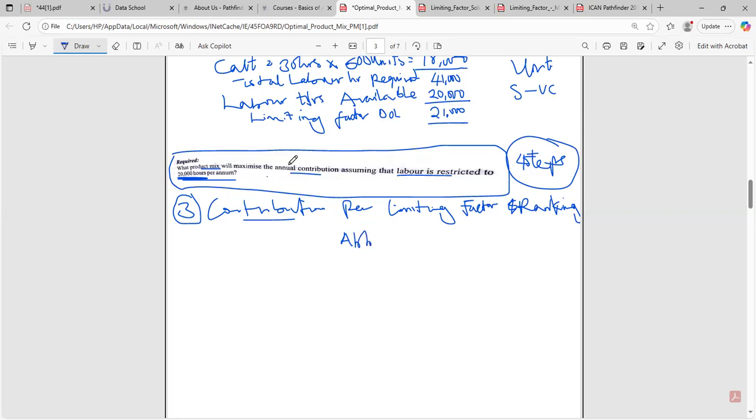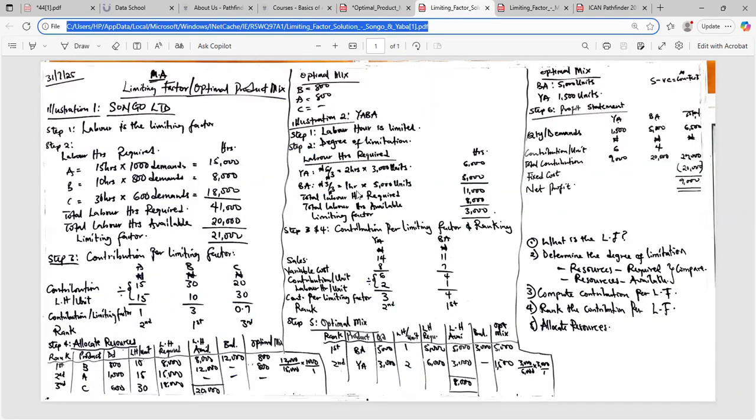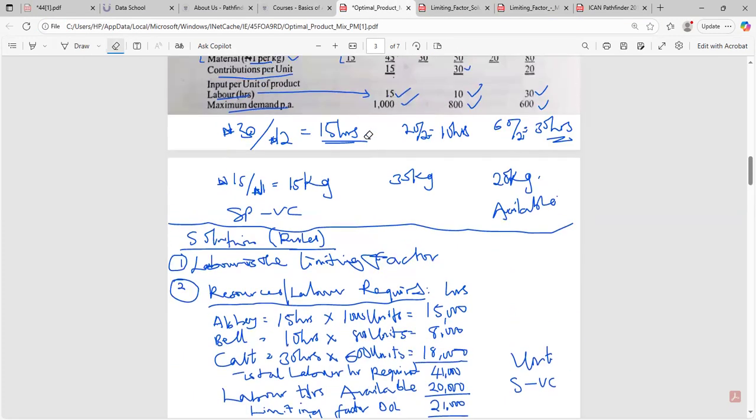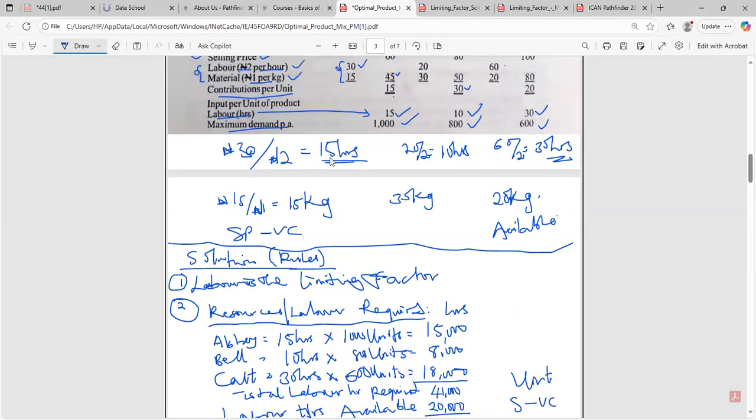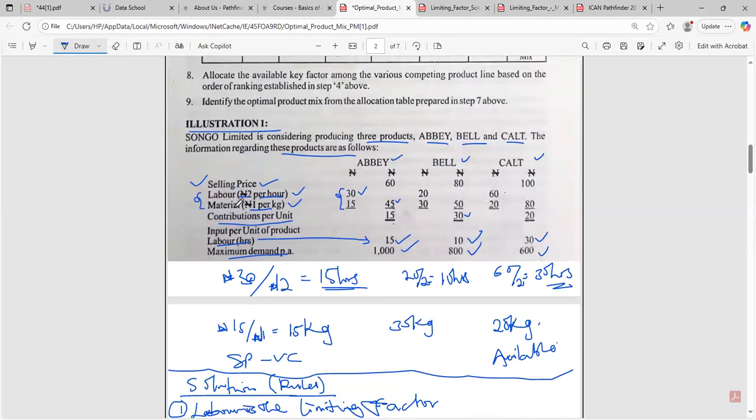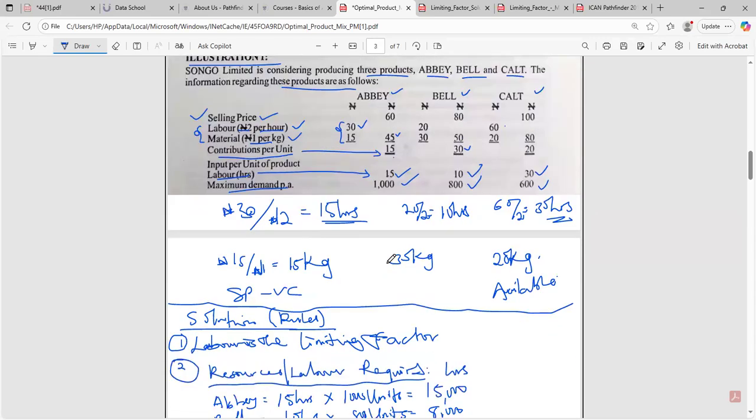We have contribution already now. Let's go and check. In this question, they give us contribution already: 15, 30, and 20. Please, in some cases, they will not give you; you'll be the one to go and look for your sales and minus your variable cost from it. But in this case, they give us selling price, labor, and material, so they've done it for us already. Our contribution is already given to us: 15, 30, 20. So we'll just repeat it.